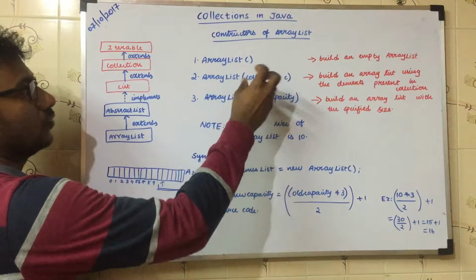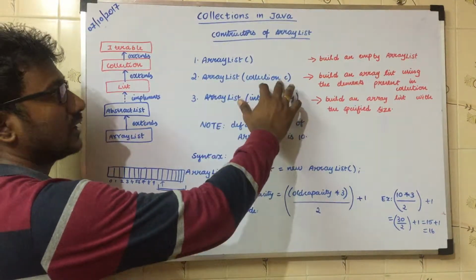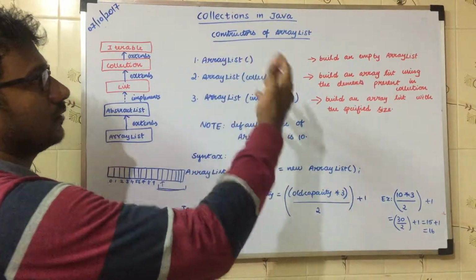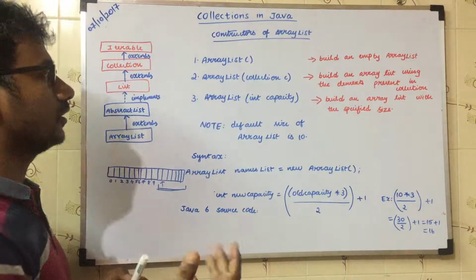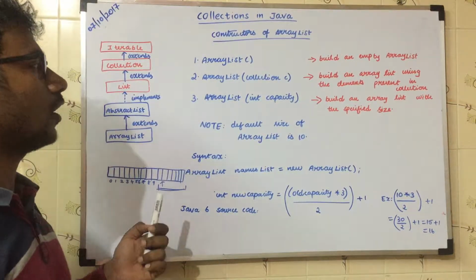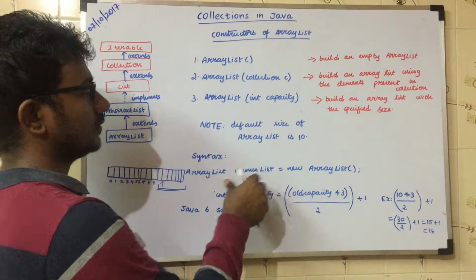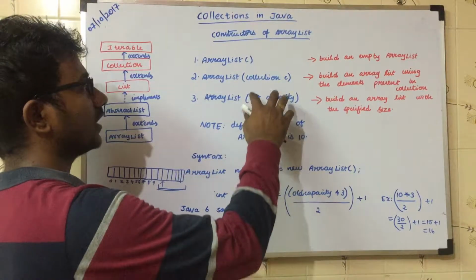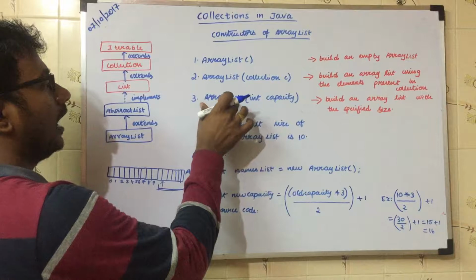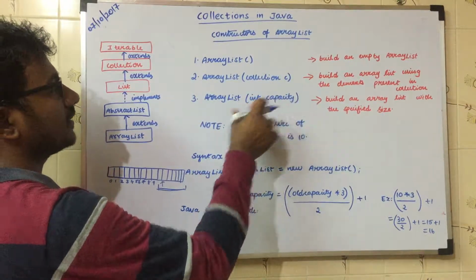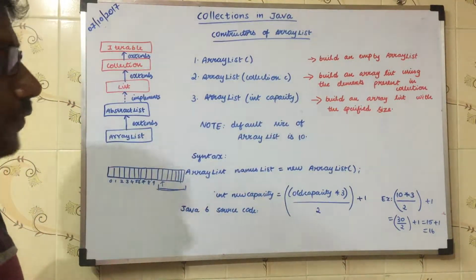Using the second approach, you could create an object for ArrayList. Inside that, if you send a collection as an argument, then the outcome would be an ArrayList object that contains the values that are present in that collection. And then you could also send the capacity while creating the object.